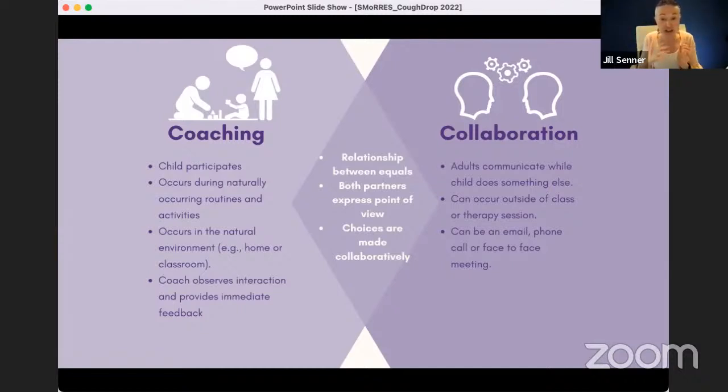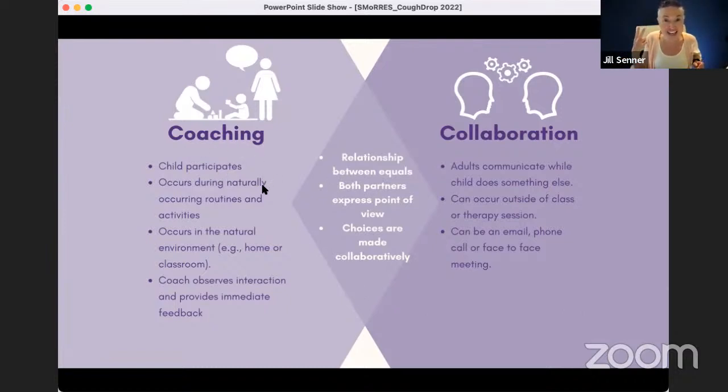And during side-by-side coaching, the coach directly intervenes during the lesson, provides a model and a rationale for the change, and then provides additional opportunities for the teacher to teach the same format again with immediate feedback from the coach. So if you look at our graphic here, right, when we're talking about coaching, the child participates.